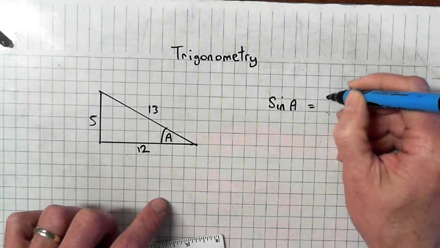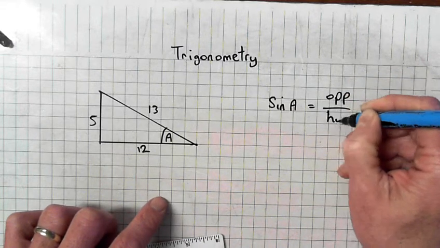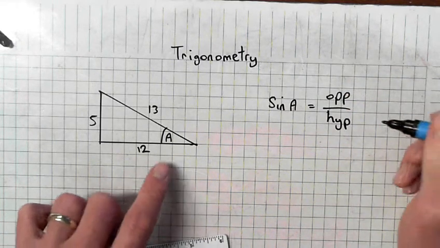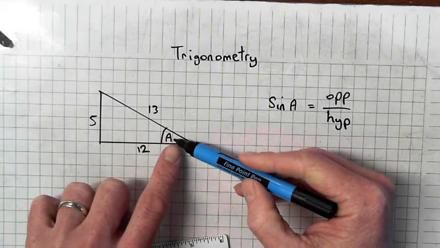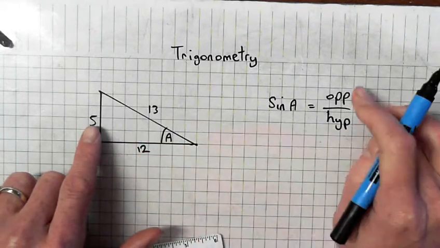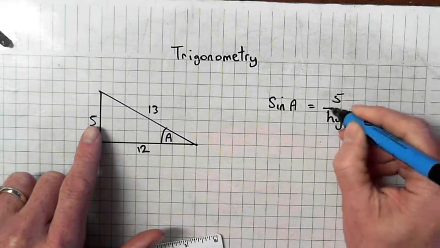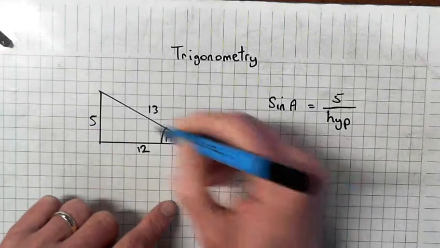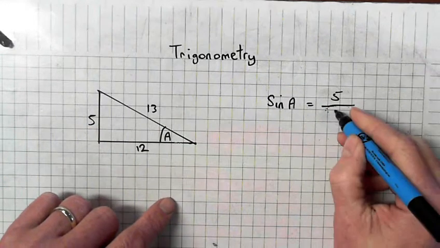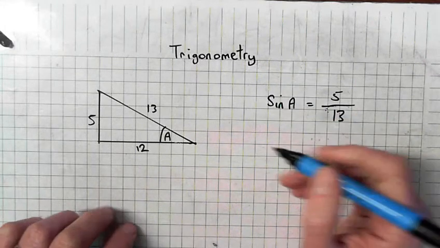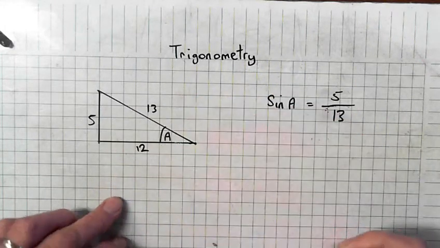Sine is opposite over hypotenuse. So sine of A is opposite, 5, over hypotenuse, the longest side, 13. So if you're asked what is the sine of A, opposite over hypotenuse.